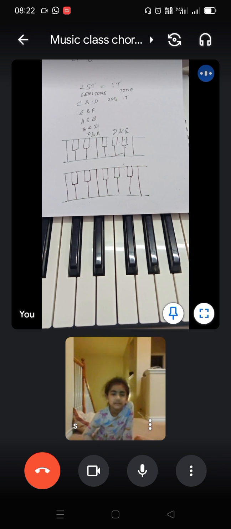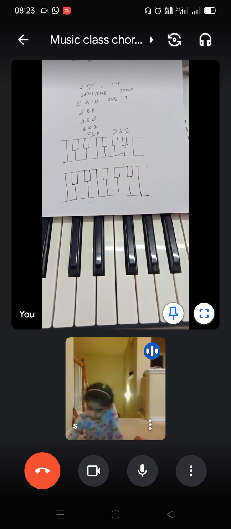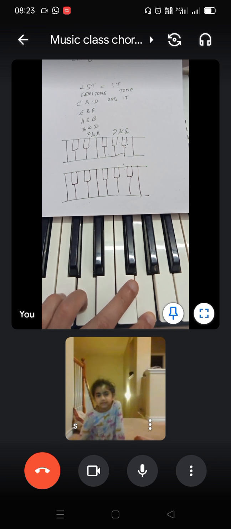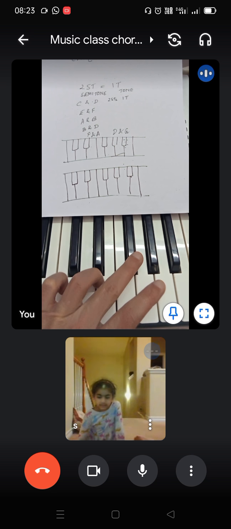Is it 5 semitones? Are you sure? If you are sure, you can tell me. I'm just trying to confuse you. Yeah, you're right. I was just trying to fool around with you. It is 5, right? Good. So it is D and G. You start from D: 1, 2, 3, 4, 5.